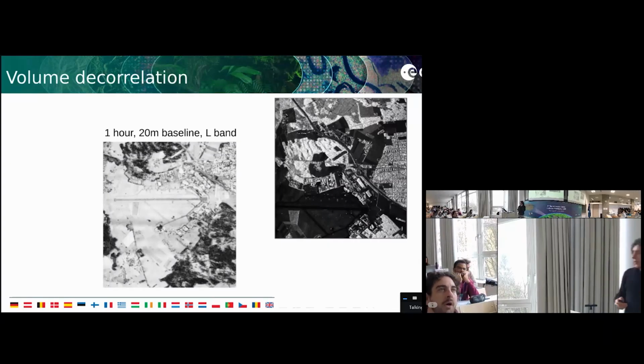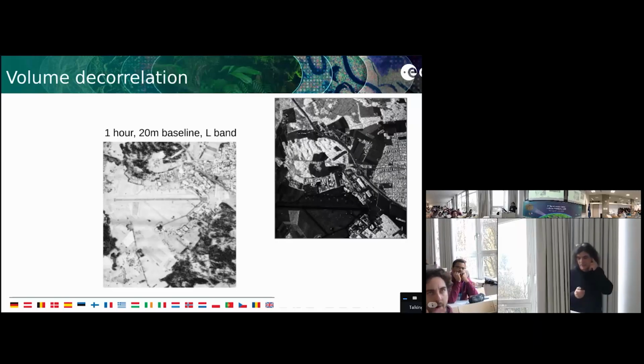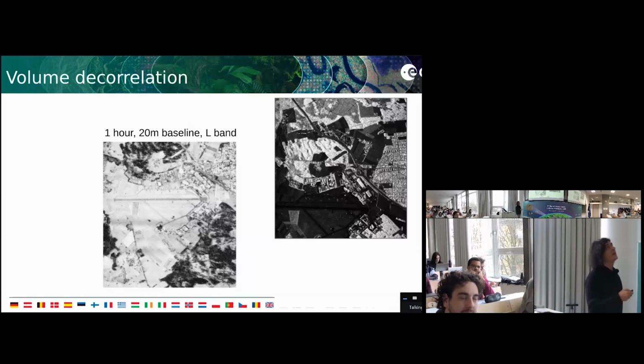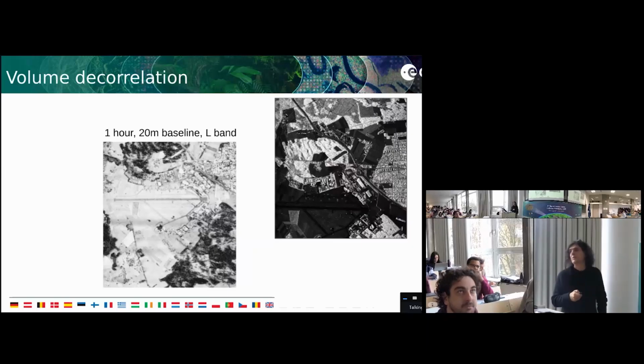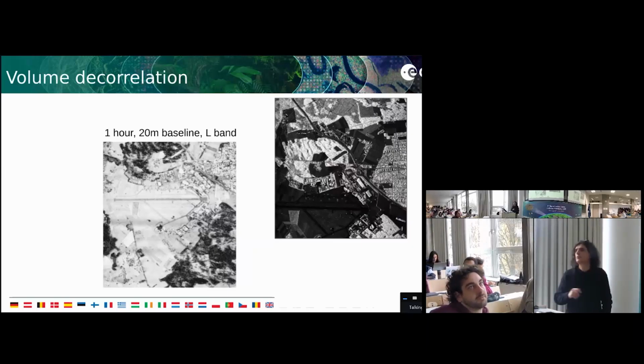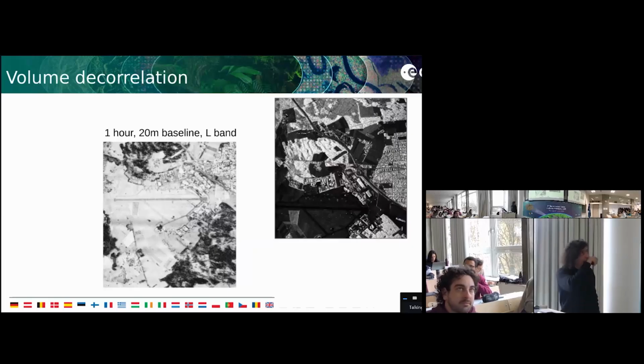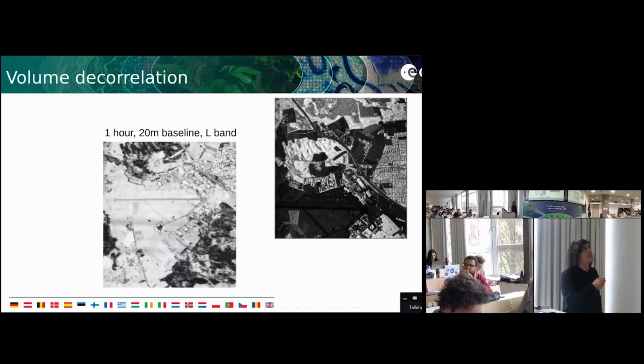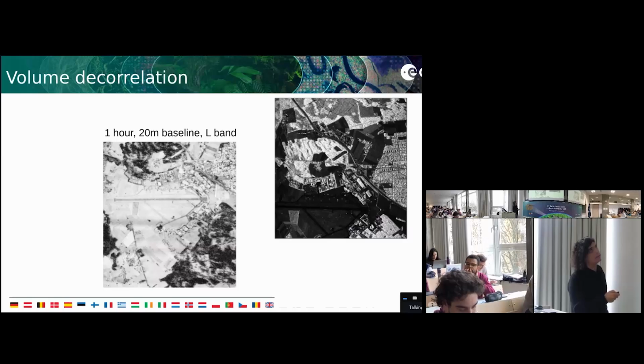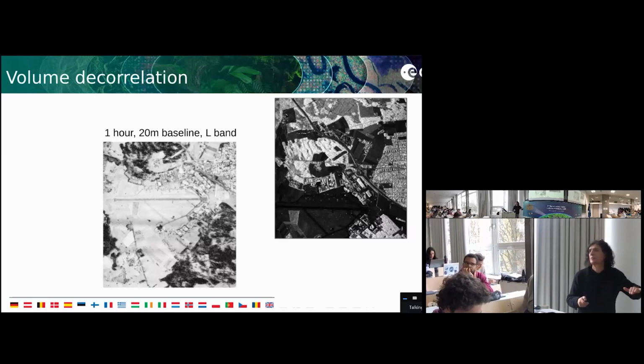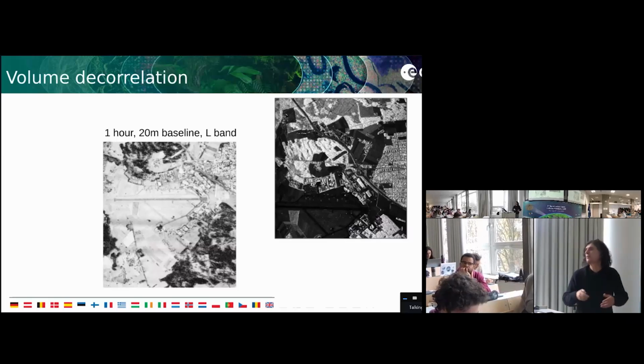Illustration of volume decorrelation. Here you see a correlation map measured still over the DLR after a temporal baseline of 20 minutes. So in this case, at L band, there was no temporal decorrelation. And with a 1 hour temporal baseline, and a baseline of 20 meters, you see that all this environment here corresponds to agricultural fields, runway. This is a surface, okay? And surfaces do not decorrelate. There is no volume.